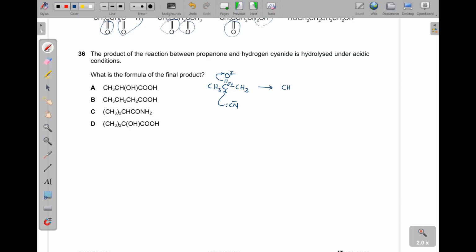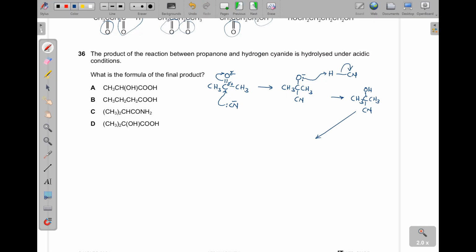So the pi system breaks here when the electrons are being given to this carbon. So we are going to have CH3 here, C, and then O minus here, and then this is CN, then CH3. Okay, then this one donates the electrons to this hydrogen here in hydrogen cyanide, and then this one gets off, and then you get CH3, C, OH, CH3, and then the CN. Okay, this is the hydroxynitrile.